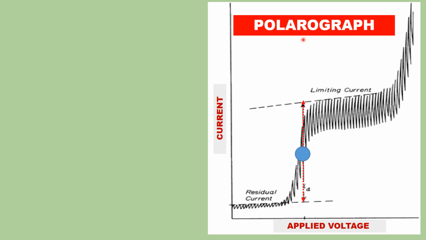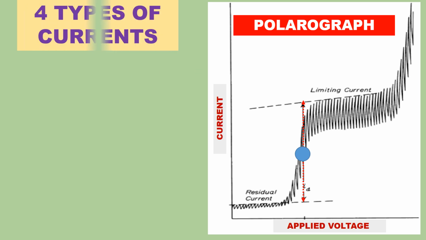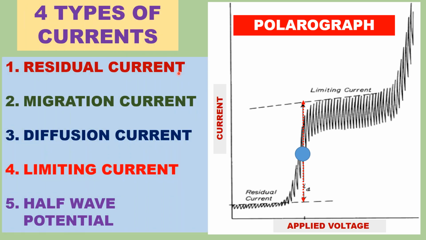From the polarograph, there are 4 types of currents observed. What are they? They are residual current. Here you see the migration current is actually eliminated by using supporting electrolyte in large excess. Okay, you will see again. Diffusion current, this is the difference between residual current and limiting current, and then limiting current. And the important parameter obtained from polarography is half-wave potential, which is characteristic for every substance.